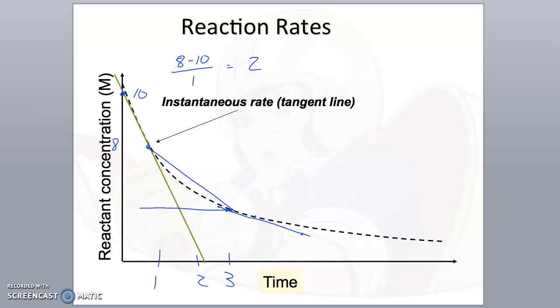The instantaneous rate means a rate at a given time. The way this is calculated is by drawing a tangent line from the data point on the curve and taking 2 points from the tangent line and calculating the change in concentration over the change in time.